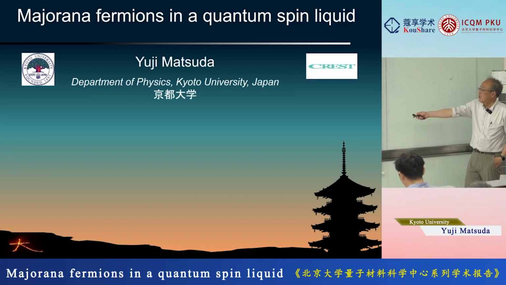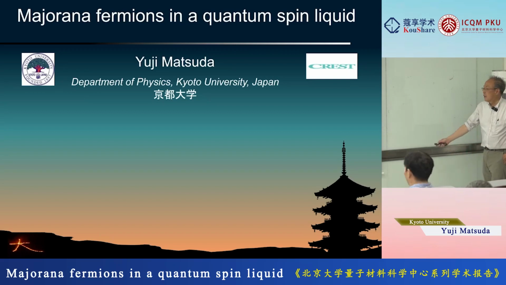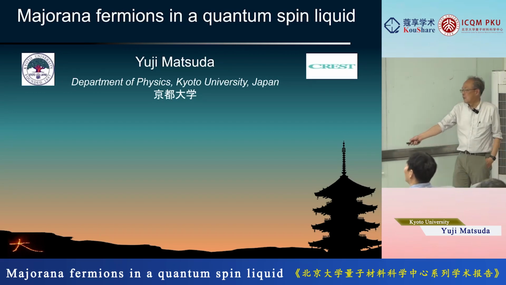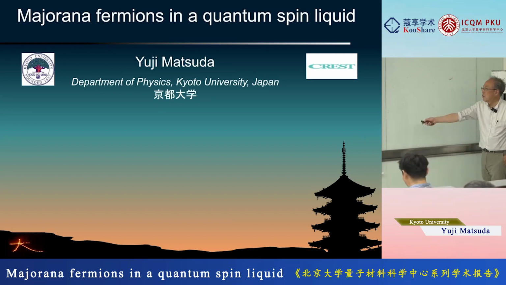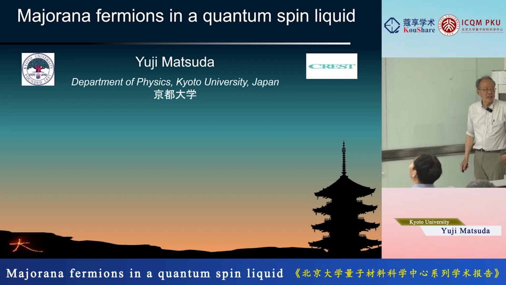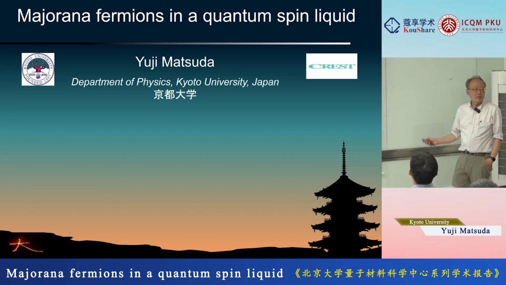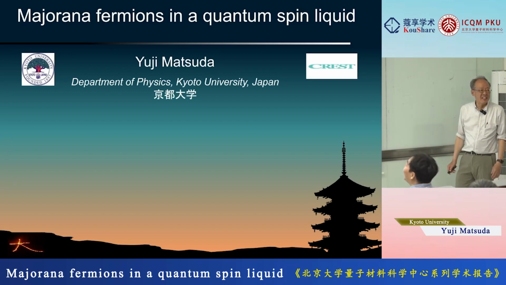So my name is Yuji Matsuda from the Department of Physics, Kyoto University. This is a symbol of Kyoto, the pagoda of Kyoto, and this is a symbol of a character. Maybe you understand what this means. But actually, as you know, Kyoto has been a capital of Japan for more than 1,100 years. I'm sorry, longer than Beijing.